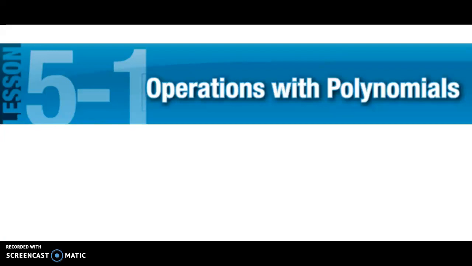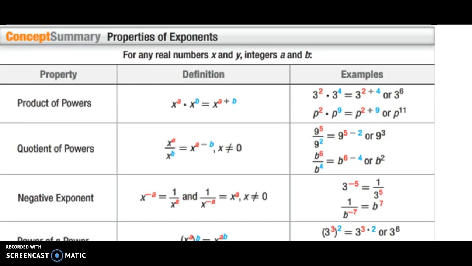Today we're going to be talking about section 5.1, which is on operations with polynomials. There are a couple of properties of exponents that we need to know that are going to help us with solving polynomial problems. The first one is the product of powers. When you are multiplying two numbers with the same base, x or any number, we just add the exponents.